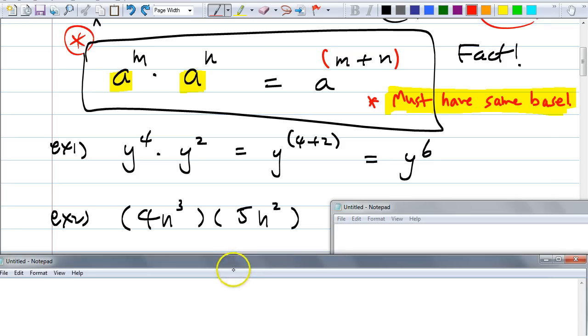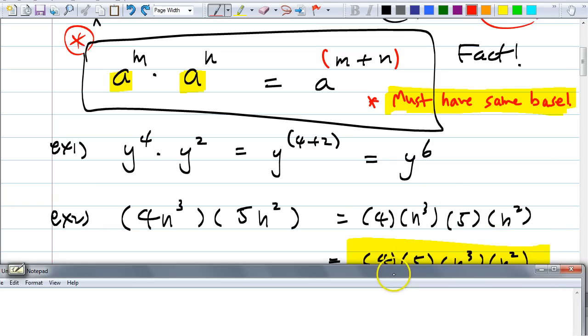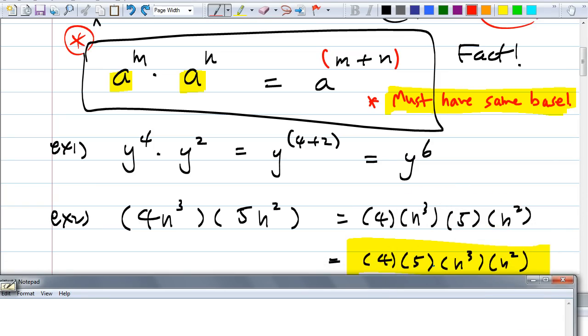How many people notice that? Oh, that's simply, I could just rewrite them like this. I could separate them and write 4 times 5 times n to the third, n to the second. Do you see that? Yeah. Okay, of course. Then what do we get when we do this?